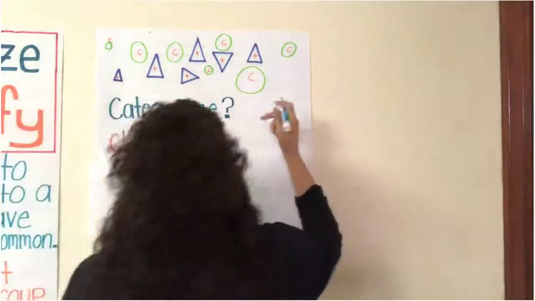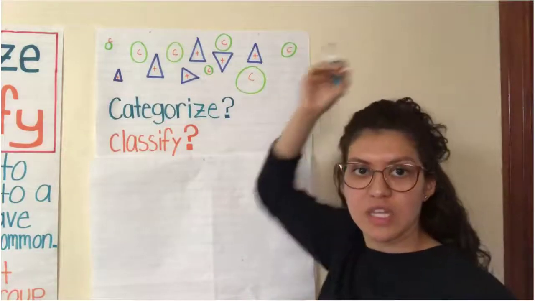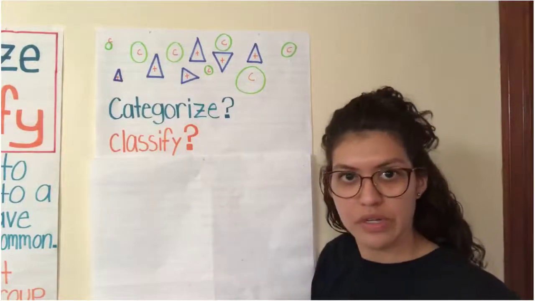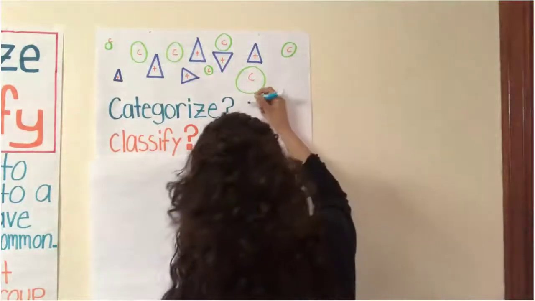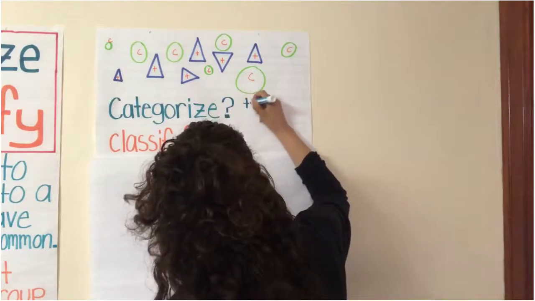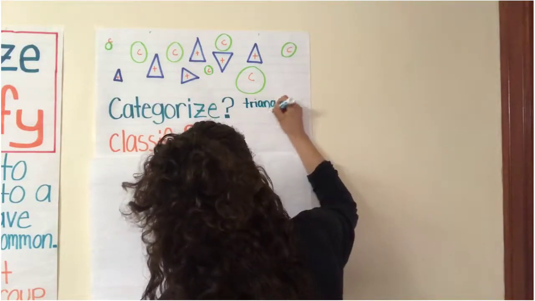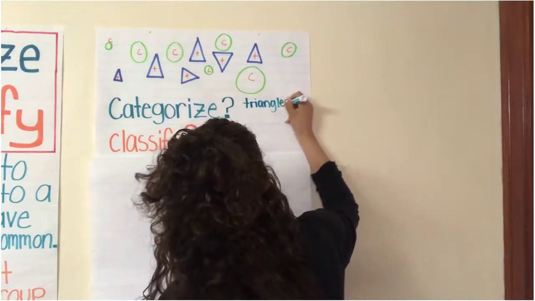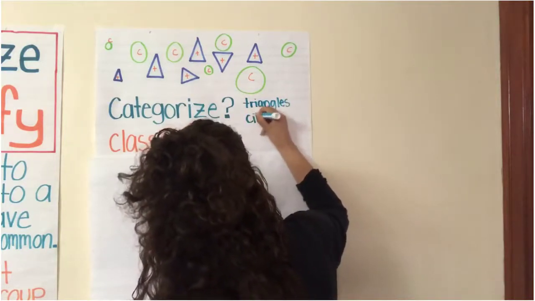Our categories that we chose, so when we categorize them, we said, well, it's really easy to tell right away that there's two different shapes here. One shape is circles, one shape is triangles. So what were our categories? It was triangles, and the other one was circles.